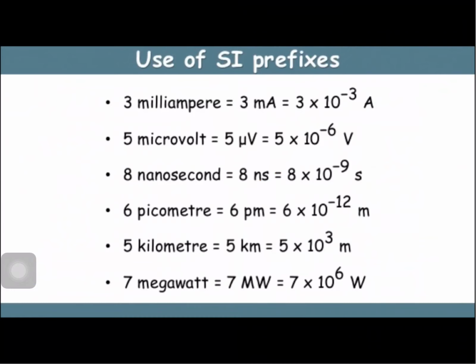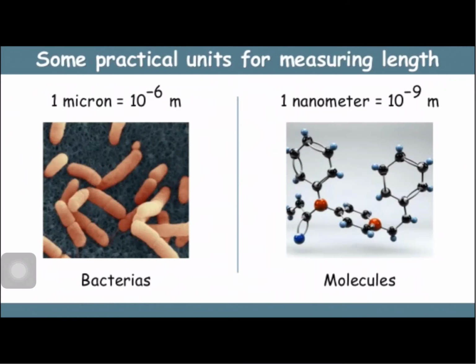For example, 3 milliampere. Milli means 10 power minus 3. You have to write 3 into 10 power minus 3 ampere. In the same way, 6 picometer: 6 into pico means 10 power minus 12, in meter. 7 megawatt: mega means 10 power 6, so you can write 7 into 10 power 6 watt. This is the way you have to write.